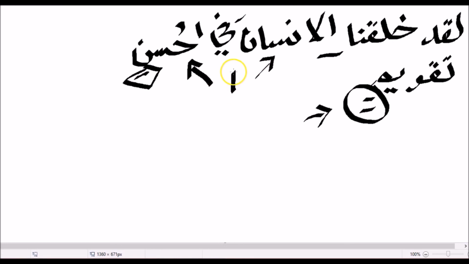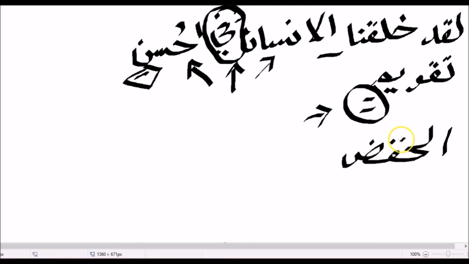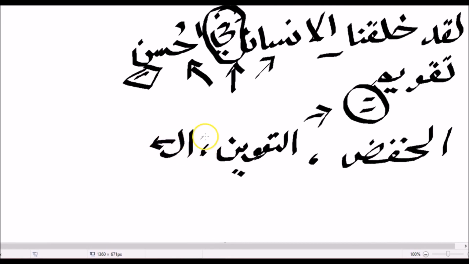As for the last one, the harf al-khafd, the particle that pulls down, is fi. We're going to discuss those particles, inshallah, in the next video. To review, you have al-khafd, al-tanween, and alif and lam preceding the word. So khafd will come on the end of the word. Tanween also on the end of the word. Alif and lam in the beginning of the word.